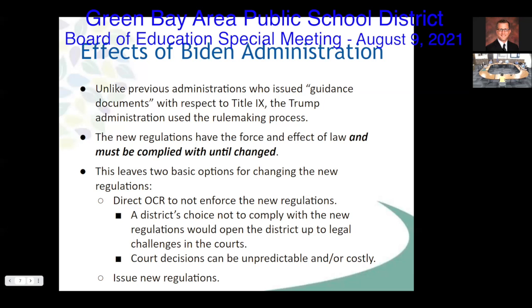So first, let's say they direct OCR not to enforce the current rule. That would create liability issues for school districts. So although OCR can choose not to impose penalties on districts that are not in compliance with the new regulations, this provides zero protection from lawsuits. Because the new regulations are centered around due process protections, a district's choice not to comply with the laws could open them up to legal challenge and prove to be quite costly.